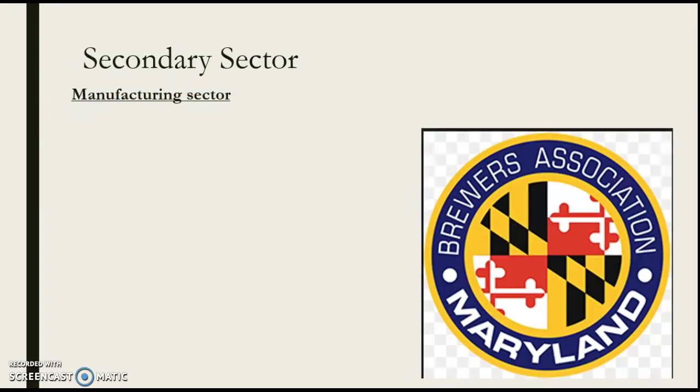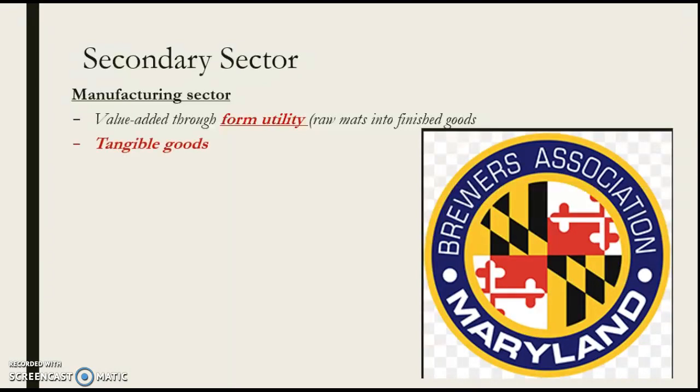The secondary sector is known as the manufacturing sector. And this is where we take raw materials and we create finished goods. We add value, so the sum of the parts is worth more than the individual pieces. And this form utility is found in all different types of manufacturing. It could be washing machines, it could be cars.